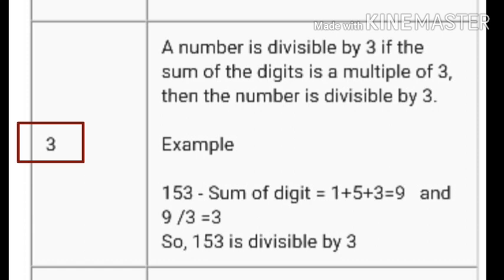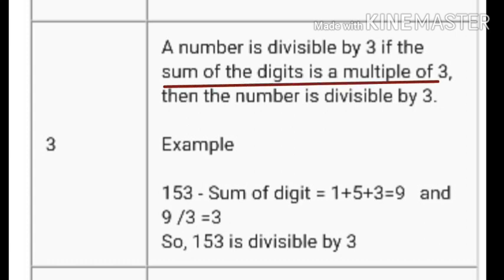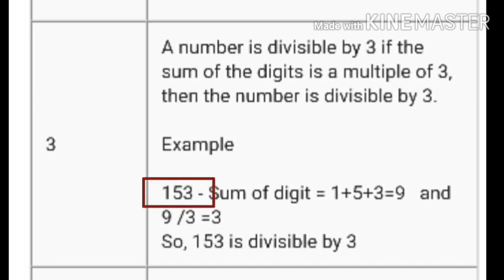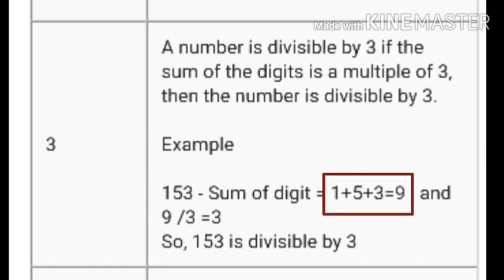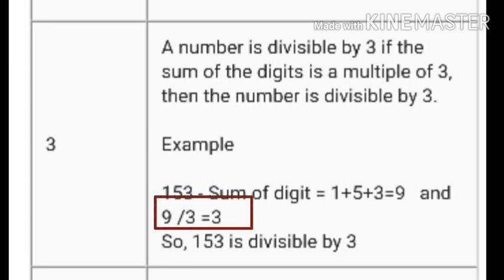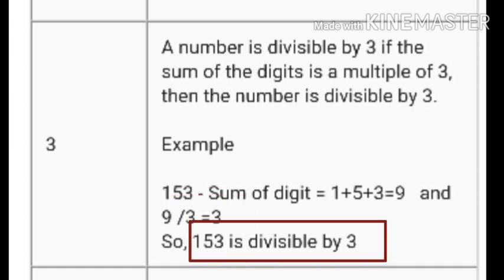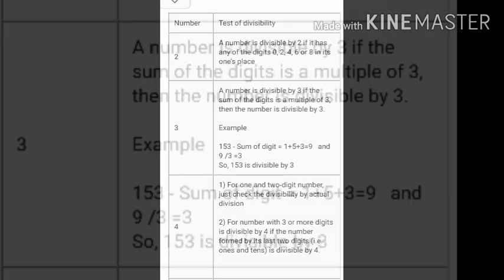A number is divisible by 3 if the sum of its digits is divisible by 3. For example, 153. The sum of the digits is 1 plus 5 plus 3. We get the sum is 9. 9 is divisible by 3. So the sum of the digits, 9, is divisible by 3. Therefore the number 153 is divisible by 3.